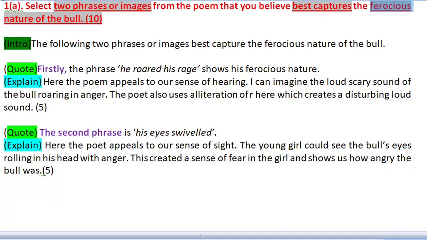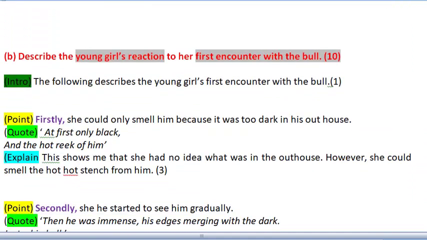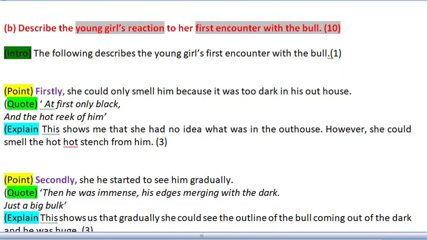So we move on to the second one. Describe the young girl's reaction to her first encounter with the bull. First thing we do, highlight the key words in the question: young girl's reaction, first encounter, which means first meeting with the bull.